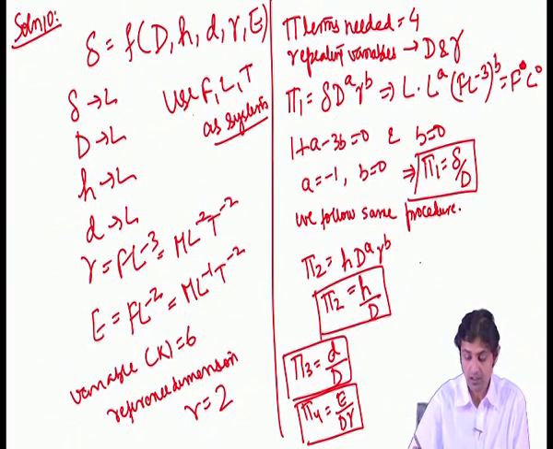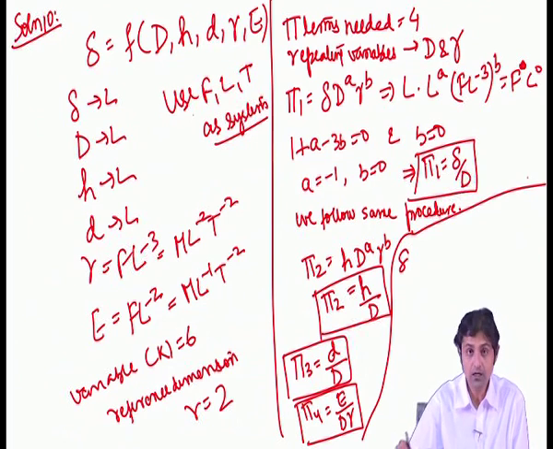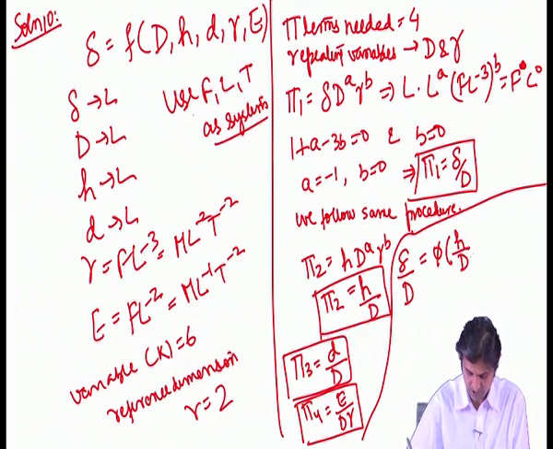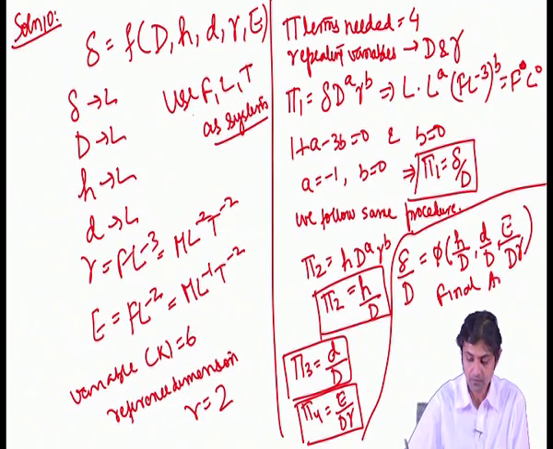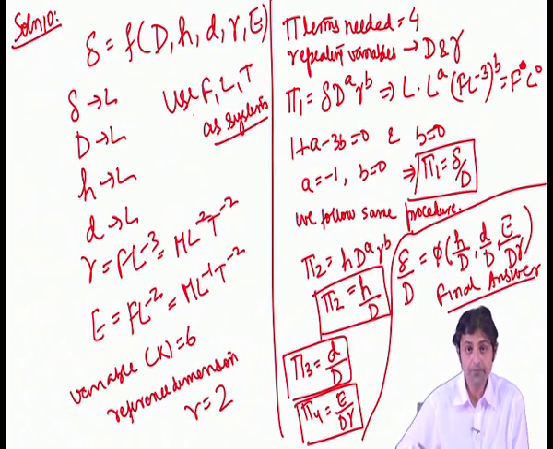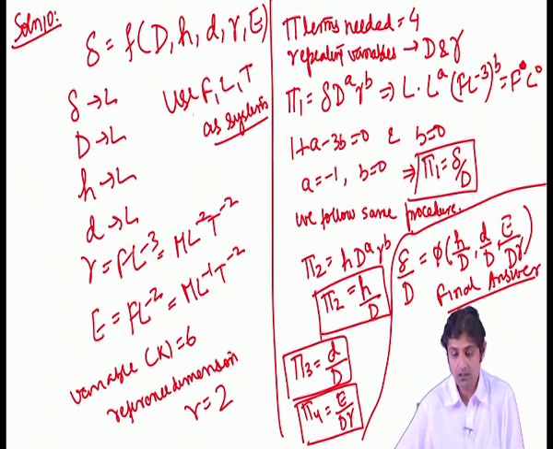All right, and therefore we can simply write lambda by D is a function of h by D comma d by D comma E by D gamma. So, you can see how we have used the Buckingham pi theorem to solve our problems for dimensional analysis.